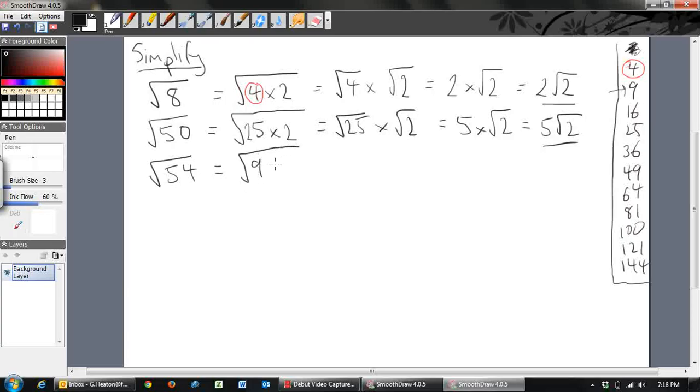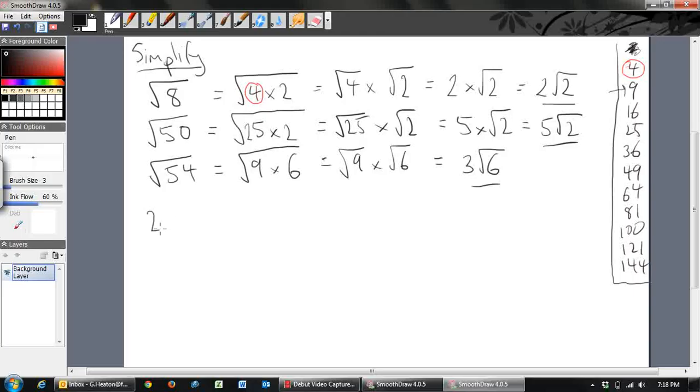So, how do we rewrite it? Write your magic number first, 9. 9 times what? 9 times 6. Great. Once we've done that, break it up into two pieces. Root 9 times root 6. Perfect. And then what is root 9 equal to? Well, root 9 is 3. So that'll be 3 root 6. And there we go. Nice and easy.